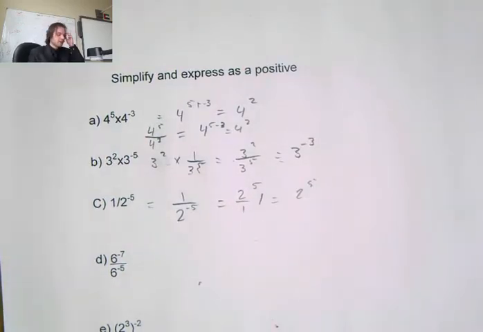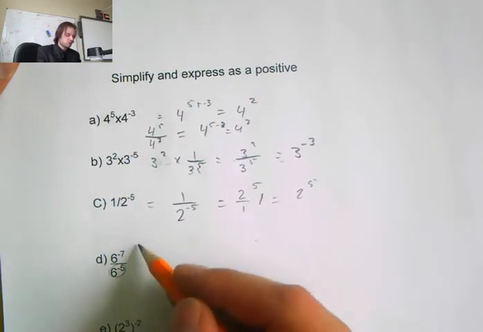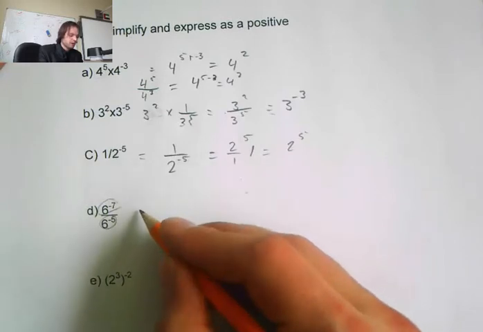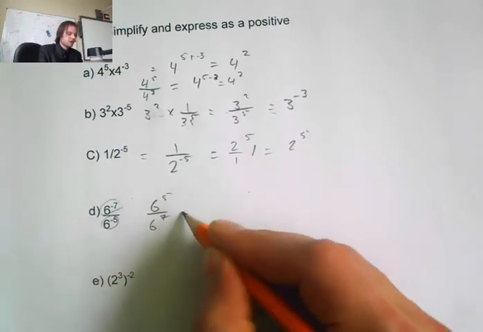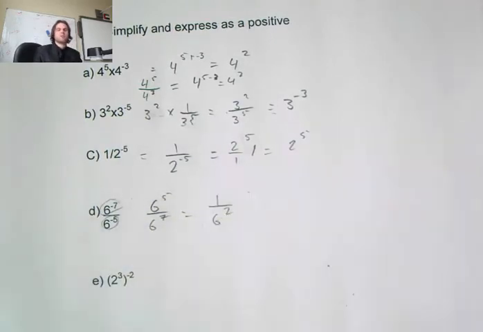Okay? Let's take a look at my next one here. Well, this is negative. This wants to go on the bottom. This is negative, so it wants to go on top. It's on top, so it wants to go on the bottom. So we're going to end up getting 6 to the 5 all over 6 to the 7. I subtract these. I'm going to end up getting 1 over 6 squared.